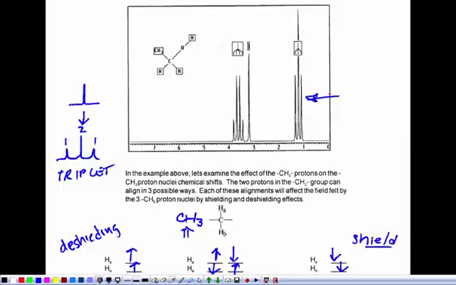So the splitting occurs because there are neighboring hydrogens. And the neighboring hydrogens, because they act as little bar magnets, can be oriented with or against, and all those possibilities then influence the methyl group, and instead of getting a single peak, we get it split into 3 peaks. Okay, does that kind of make sense?